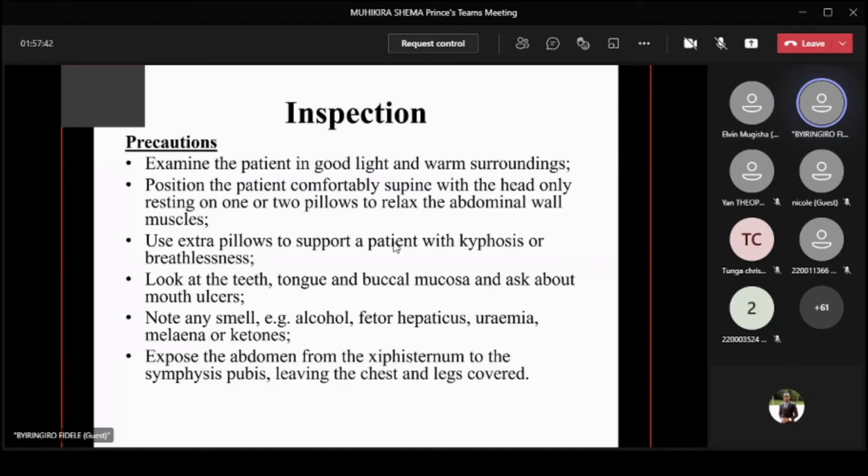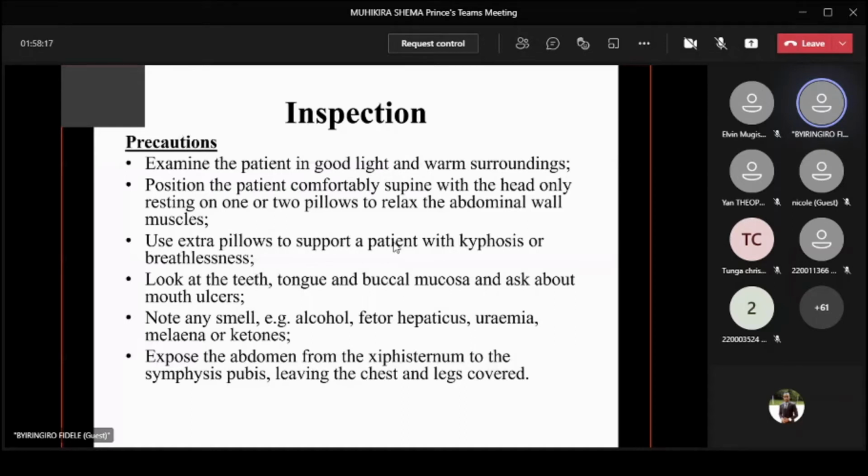So for the inspection, you have to examine the patient in good light and warm surroundings. You have to position the patient comfortably supine with the head resting on only one or two pillows to relax the abdominal wall muscles. Use extra pillows to support a patient with kyphosis or breathlessness. Look at the teeth, tongue, and buccal mucosa, and ask about mouth ulcers. Note any smell of alcohol, fetor hepaticus, uremia, melena, or ketones.